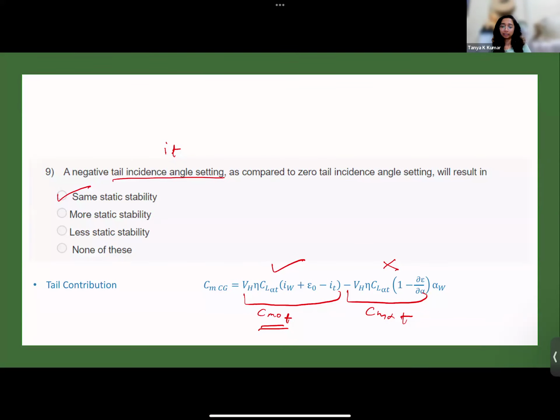Is that clear? Is this concept clear? Why is the stability the same?